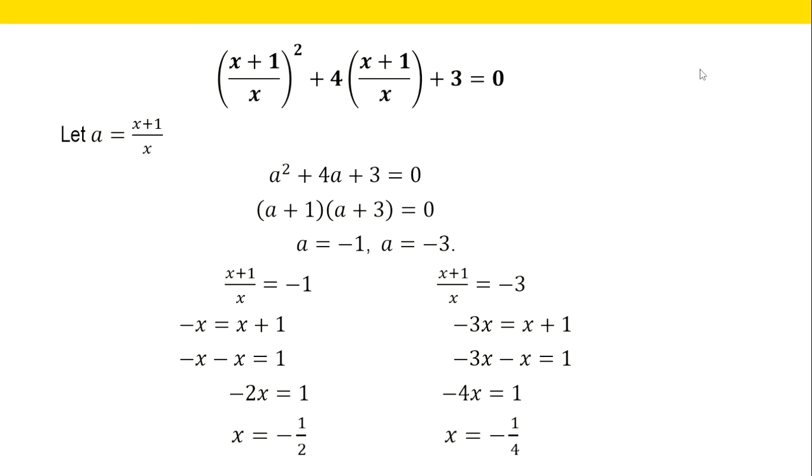On the first one, we have x is equal to negative 1/2. And then for the next one, we have here x equals negative 1/4. Now, if you check both the values of x here, negative 1/2 and negative 1/4, they will satisfy the equation.